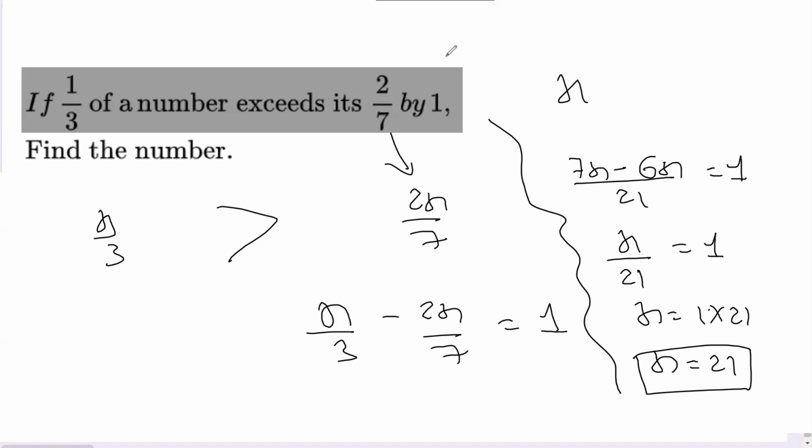You can even verify this. One third of 21 is 7, and 2 sevenths of 21 is 6. So clearly 7 minus 6 is 1. Well, verification is not needed for this working. We have to find the number, and the required number is 21.